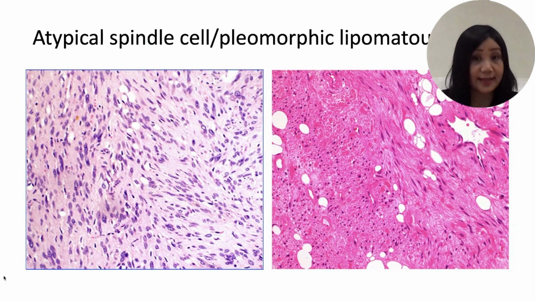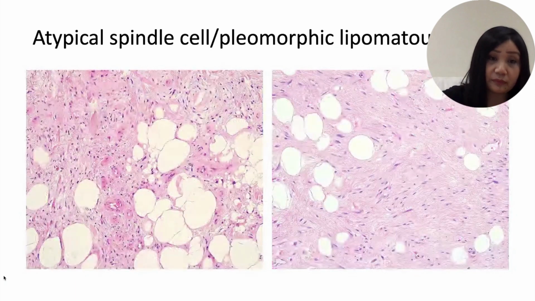These examples show more cellularity. So on the left, we see a much greater degree of cellularity, only a small adipocytic component. And of course, this morphology can be worrying, but MDM2 is not amplified. MDM2, CDK4 and P16 immunohistochemistry will be negative.